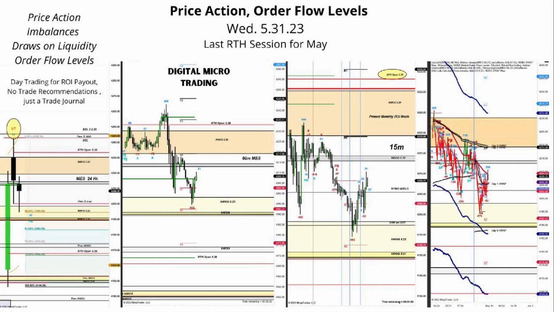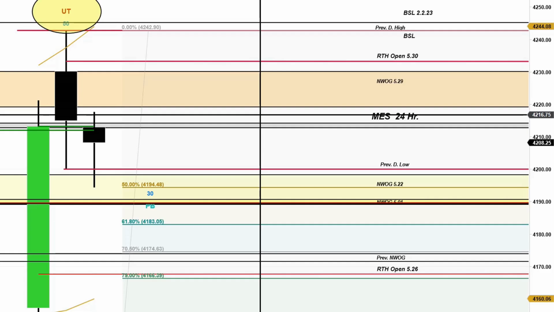And here we are, last trade session for the month of May, 31st, '23, and it's Wednesday. Price action, order flow, levels is what we're going to talk about. I've got 4 charts: 24-hour, 1-hour, 15, and the Renko. So let's get at it.